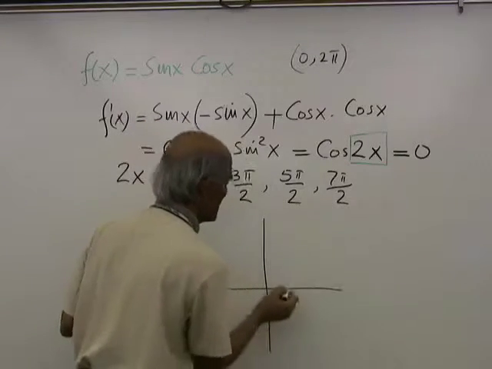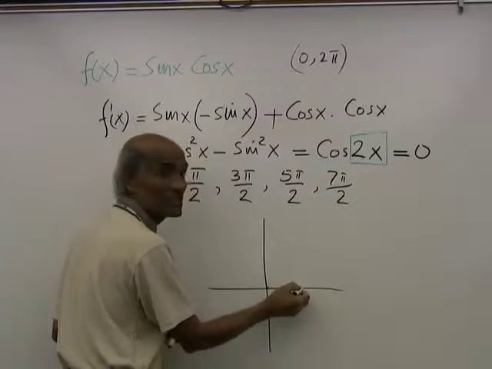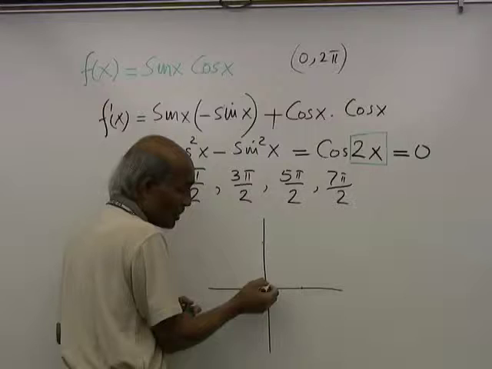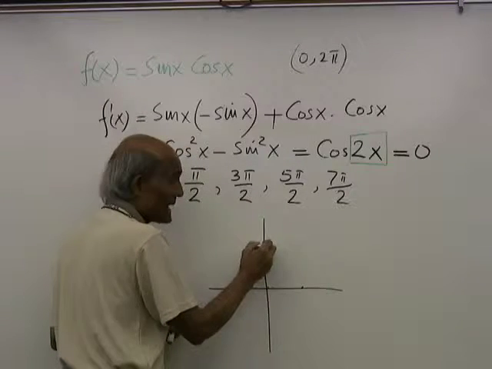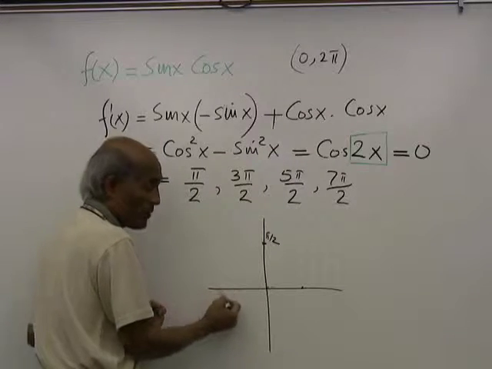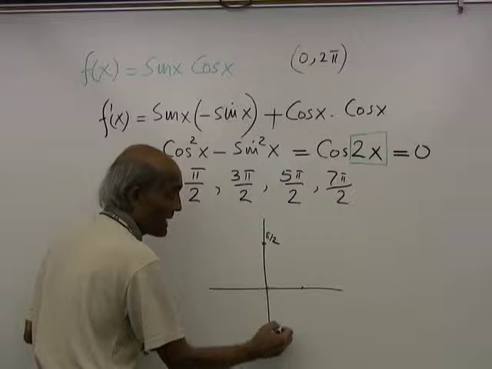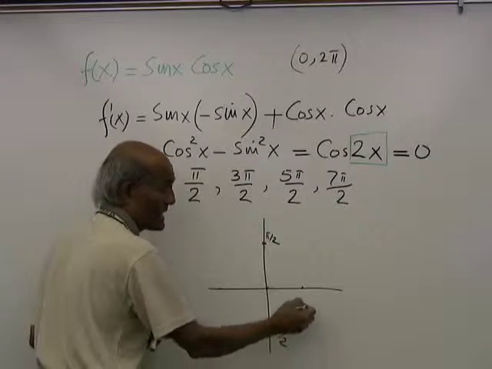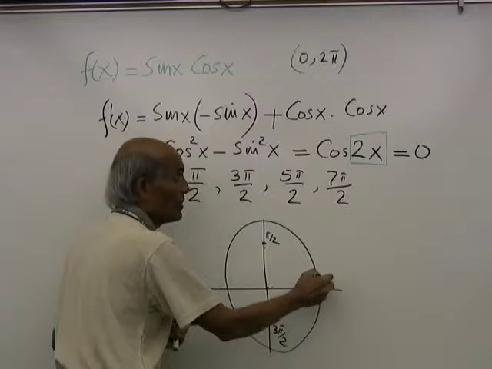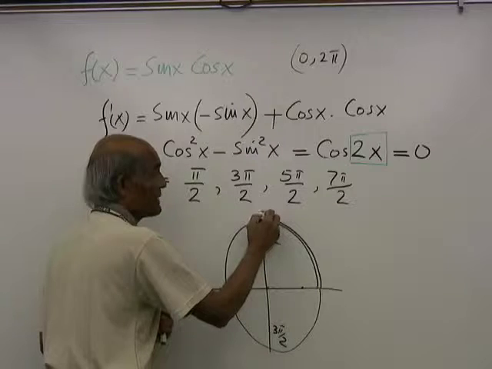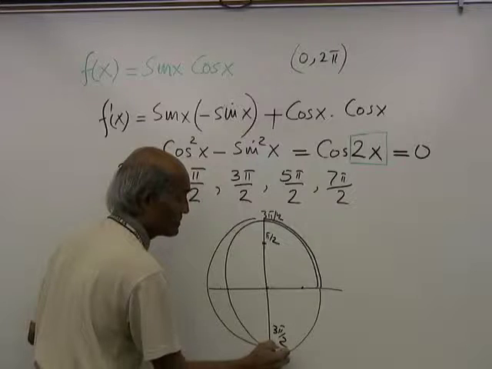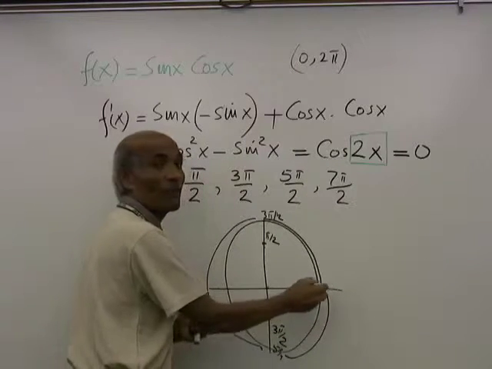Now, let me illustrate that again. Cos of 0 is 1. Cos of pi by 2 is 0. Cos of pi is -1. Cos of 3 pi by 2 is 0. And now we have done 0 to 2 pi. That means we got to go one more. Well, 3 pi by 2 and 5 pi by 2. And we are back to 4 pi now.